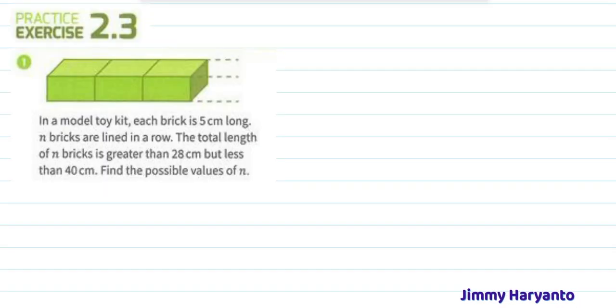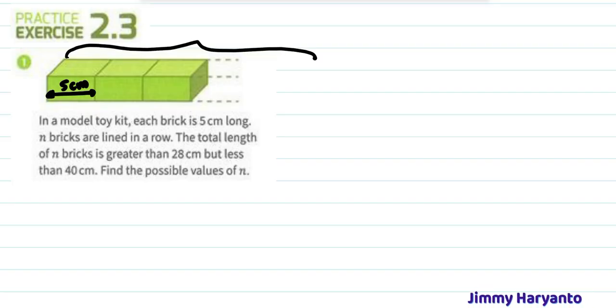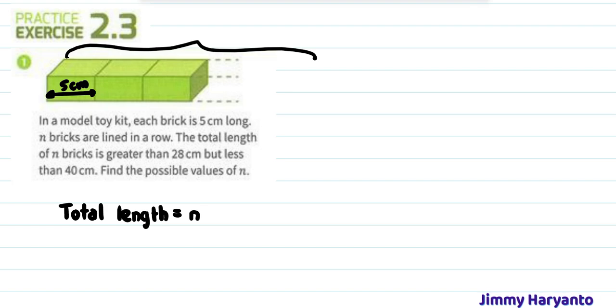There you go. And then next is practice exercise 2.3. In a model toy kit, each brick is 5 centimeters long, so this one is 5 centimeters long, and then we have n bricks. That means we have a lot of bricks right there. And then the question says the total length of the bricks will be greater than 28 but less than 40. So first we have to find the total length in terms of n. That means the number of bricks times the length of one of them, which is 5 centimeters. So the total length will be 5n.